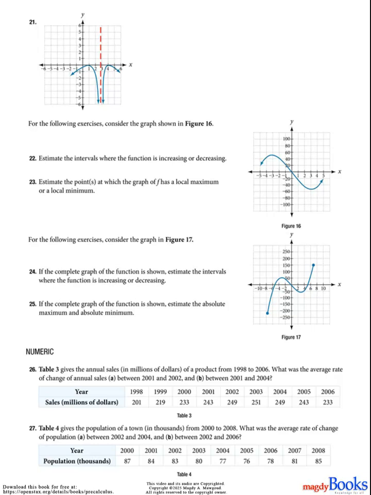D. Numeric. 26. Table 3 gives the annual sales, in millions of dollars, of a product from 1998 to 2006. What was the average rate of change of annual sales? A. Between 2001 and 2002, and B. Between 2001 and 2004? Table 3.